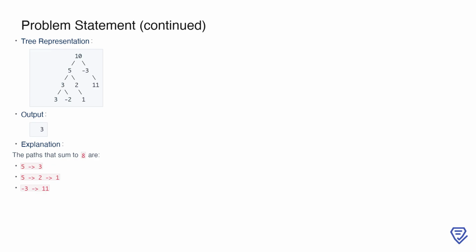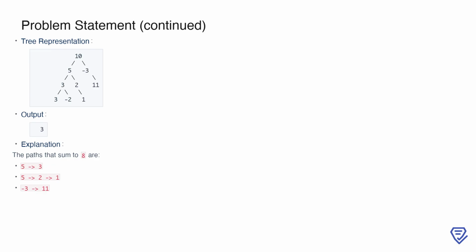Consider a binary tree with the following structure. The root node has a value of 10, with two child nodes 5 and -3. Node 5 further has children 3 and 2, while node -3 has a single child, 11. Additionally, node 3 has two children, 3 and -2, and node 2 has one child, 1. Now, if the target sum is 8, the output for this tree would be 3.